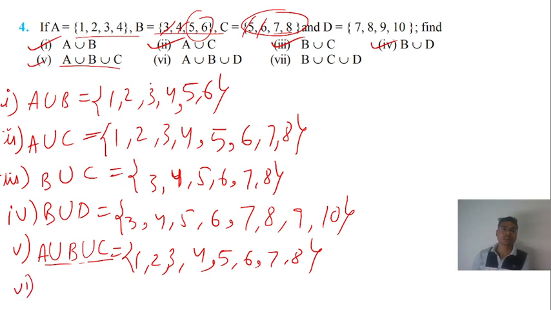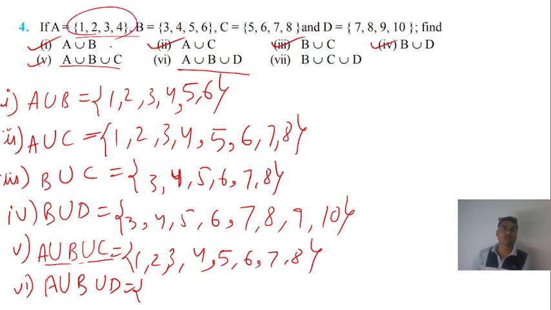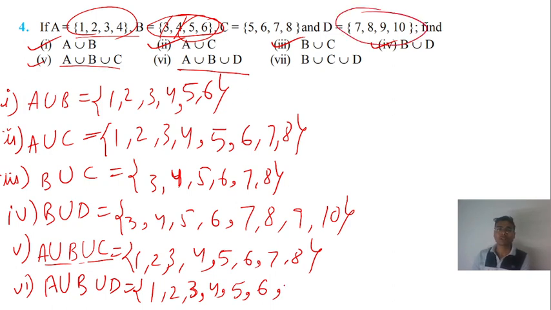Now coming to the sixth part, which is A union B union D. You write all the elements of A. What are the elements of A? All the elements of A are 1, 2, 3, 4. So you will write 1, 2, 3 and 4. Then you write all the elements of B. Since 3, 4 is already written, you write 5, 6. You do not have to repeat any element in the set. And you will have to write all the elements of D. All the elements of D means 7, 8, 9, 10, and try to close the set.